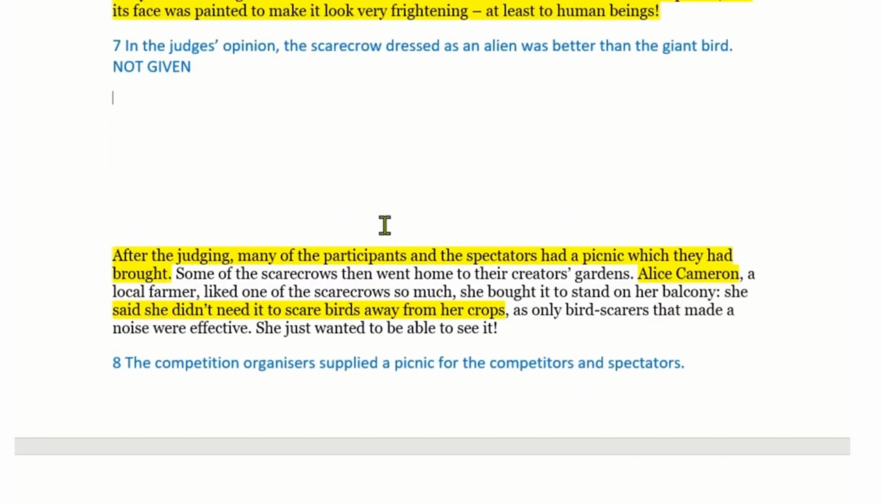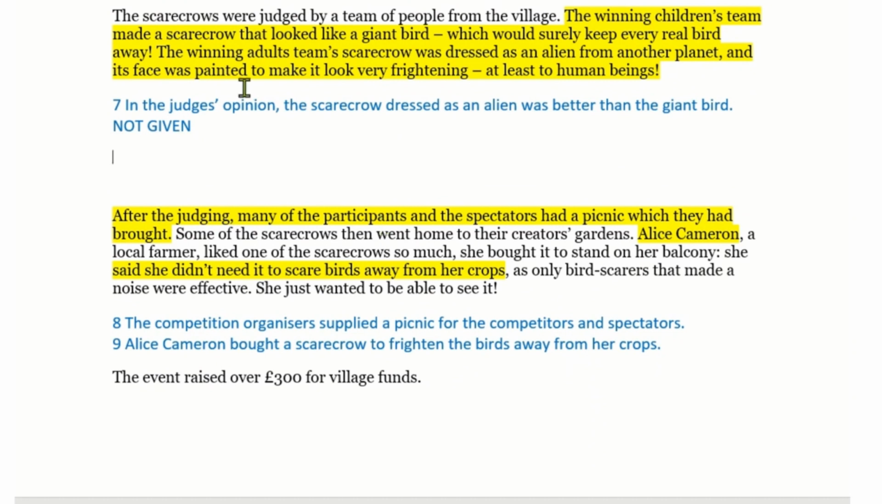Okay, moving on to the last two, 8 and 9. Number 8 says the competition organisers supplied a picnic for the competitors and spectators. And in the text it says, after the judging, many of the participants and the spectators had a picnic which they had brought. So the participants and spectators brought the picnic. It was not supplied by the competition organisers. So that one is false.